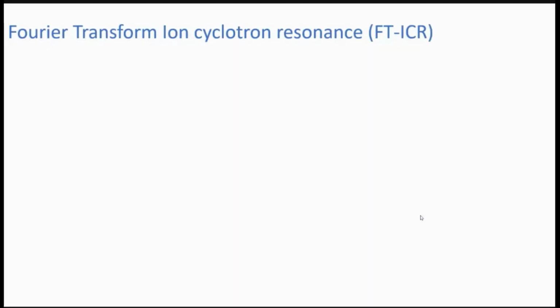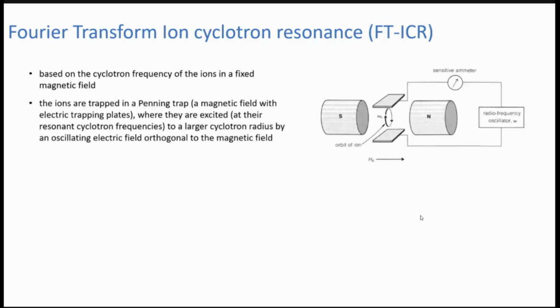All right, I've got just a couple more minutes, so I'll do Fourier transform ion cyclotron resonance, FTICR, and then take a pause, and we'll end here for today and start back next week. This is based on the cyclotron frequency of the ions in a fixed magnetic field. And you're like, what's the cyclotron frequency? Okay, well, probably best illustrated, actually.